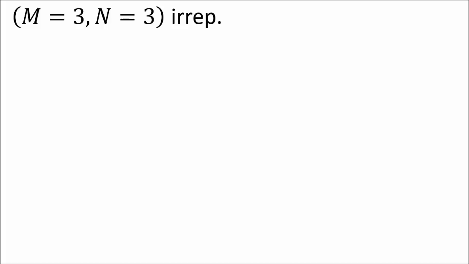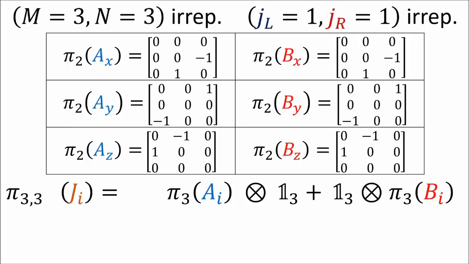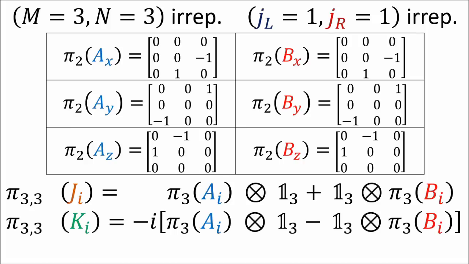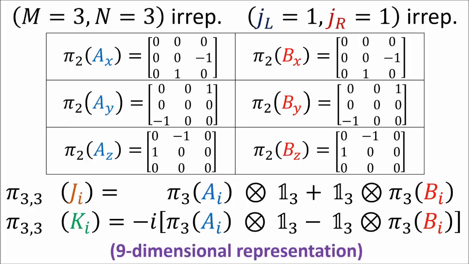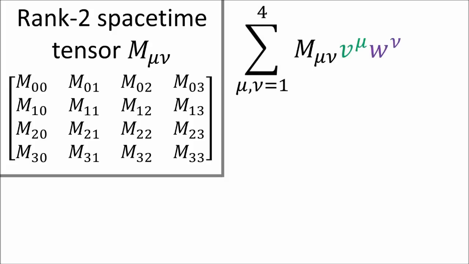Finally, we'll look at the m equals 3, n equals 3 representation. In terms of spins, this is the 1, 1 representation. Getting the generators involves the tensor product of a pair of 3 by 3 matrices, so we'll end up with 9 by 9 matrices. This is related to transforming rank 2 tensors in space-time. We're going to focus on covariant rank 2 space-time tensors, which have two lower indices. These take two vectors as input and produce a scalar.